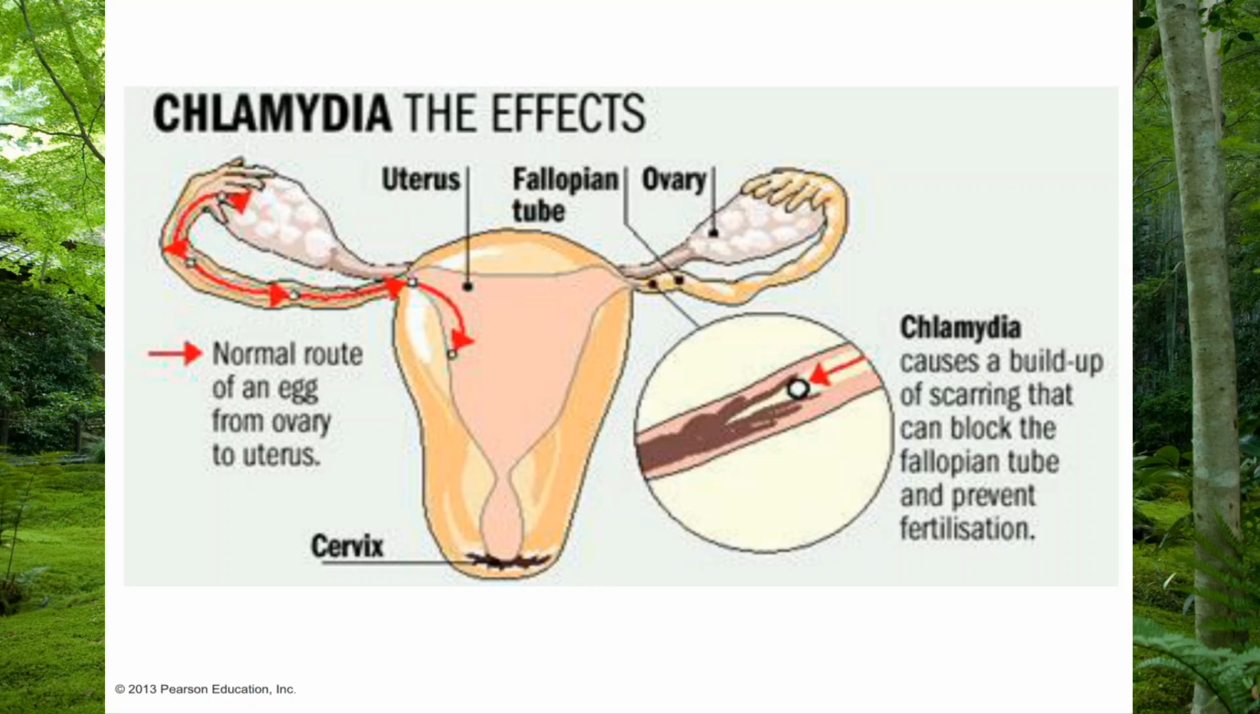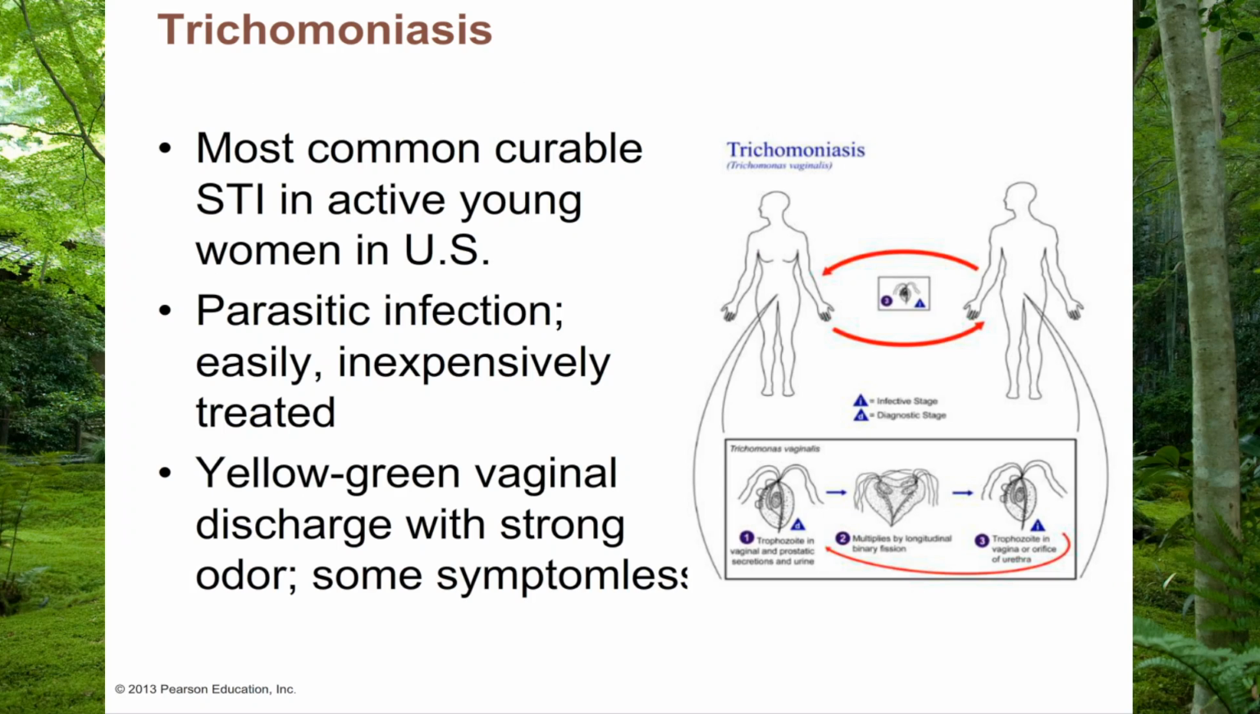Now, our next sexually transmitted disease is trichomoniasis, or trich, and it's the most common curable sexually transmitted infection in the United States. And it's caused not by bacteria, but actually by a protozoan. And a protozoan is just basically a single-celled eukaryotic organism. And the protozoan here is called Trichomonas vaginalis.